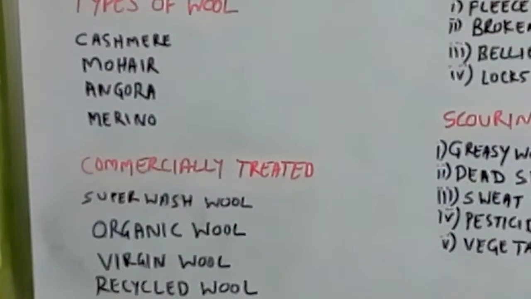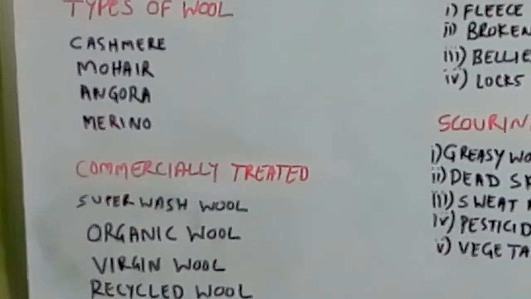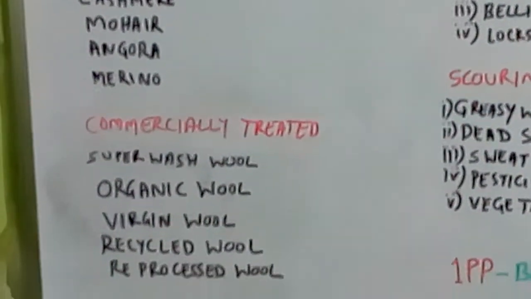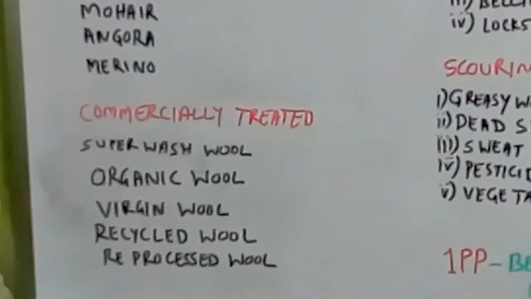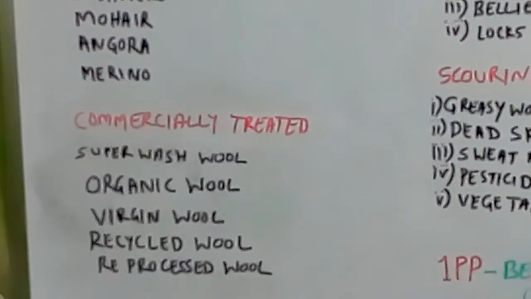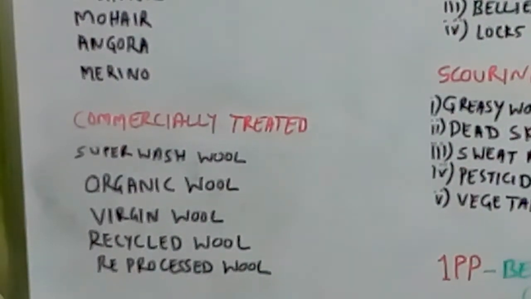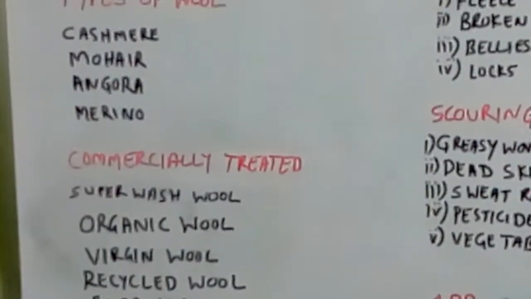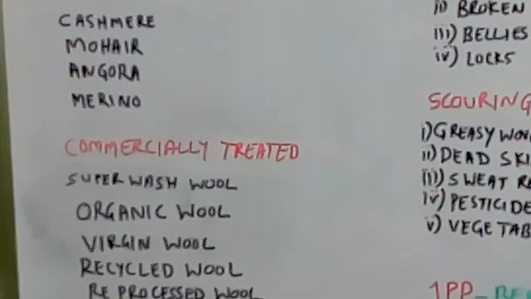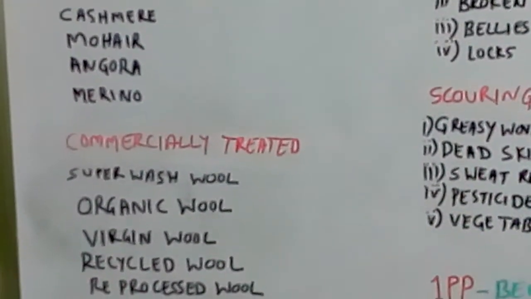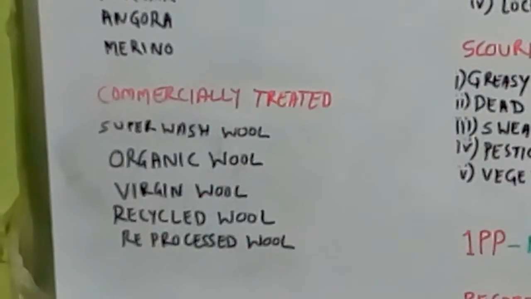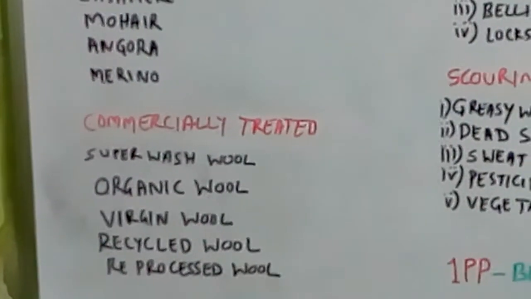Other than cashmere, mohair, angora and merino, some other types of wools are also there. These are modified, commercially treated fibers. Commercially treated fibers means the original natural fibers are cashmere wool, mohair wool, angora wool, merino wool. Other than these, for commercial purposes, the fibers are treated.